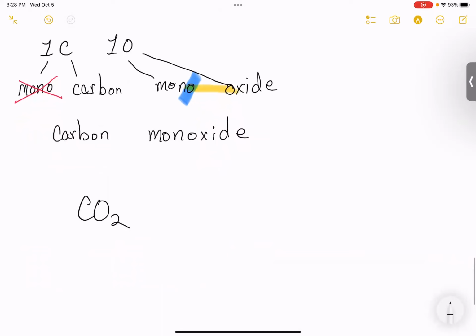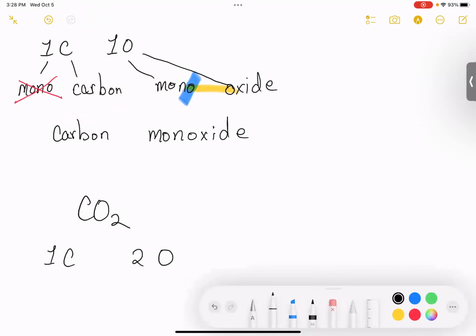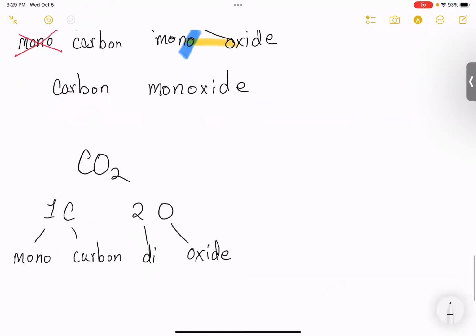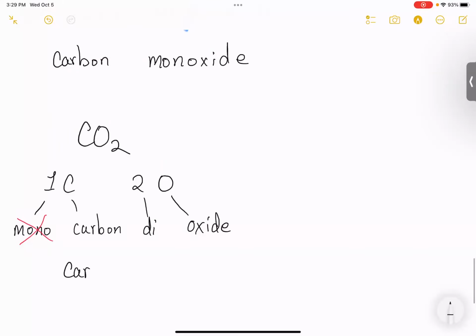CO2: you have one carbon, you have two oxygens according to the formula. Again, the prefix for one is mono, and we have carbon. The prefix for two is di, and we have our oxygen, which we replace with an -ide. We never use mono on the first element. So this becomes carbon dioxide.